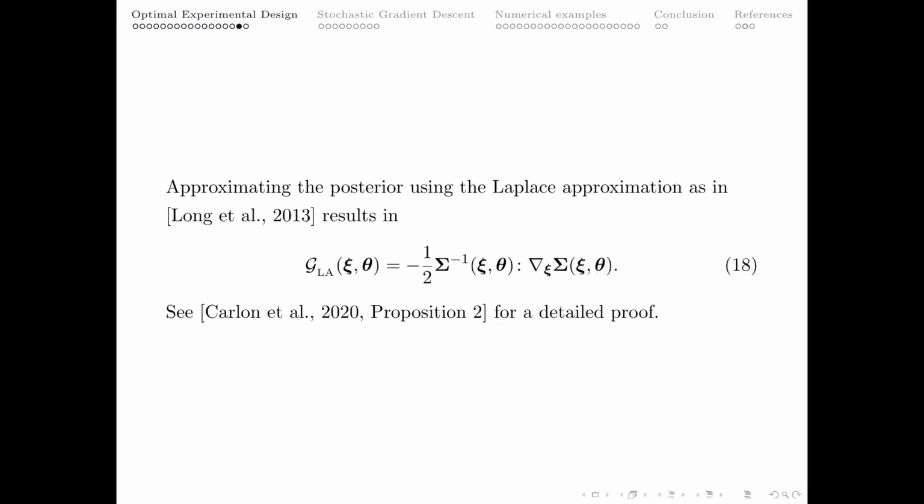The next one is the one that we get when we use Laplace approximation of the posterior, which is given by this equation here. Note that we need sigma, its inverse actually, and the gradient of sigma. However, we don't need any Monte Carlo approximation for this estimator. Here, these double dots denote the double contraction, which is similar to the Frobenius inner product between these two matrices, two tensors actually. You can see this work, Carlon et al. 2020, proposition 2, for a detailed proof on how we get this estimator.